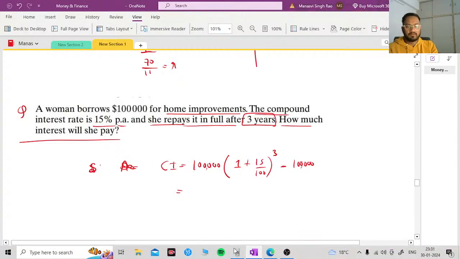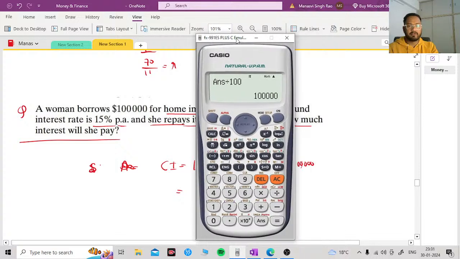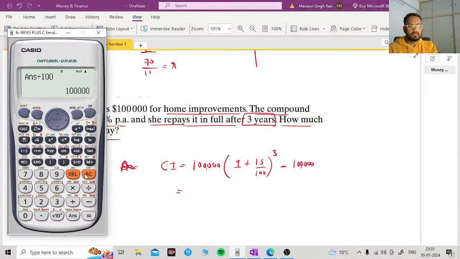Okay, so let's see. I can give it a try. You can do one thing. You can solve this part first. So 1 plus 15 divided by 100. Whatever value you got, take the answer to the power 3, right? And then multiply by 1 lakh. So this is your answer.